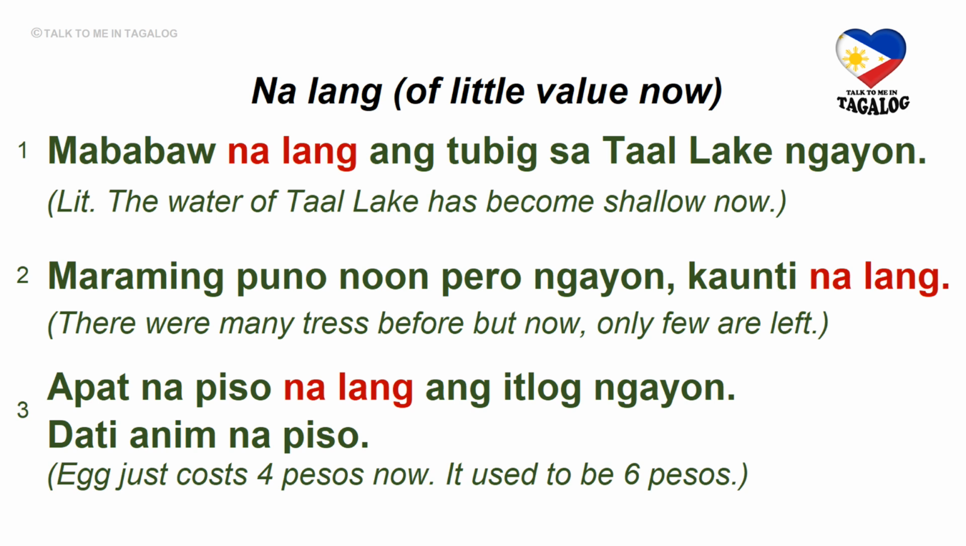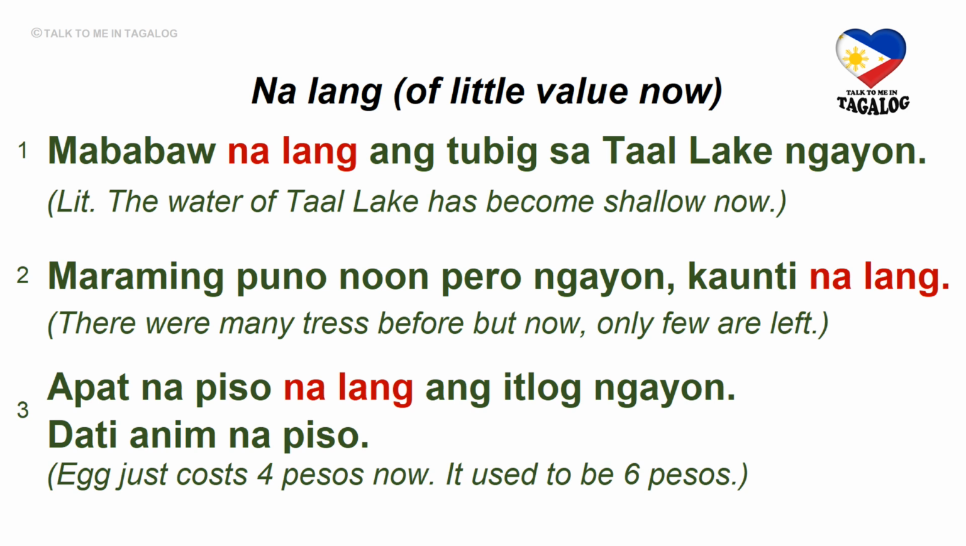3, 4 na piso na lang ang itlog ngayon. Dati, 6 na piso. 4 na piso na lang ang itlog ngayon. Dati, 6 na piso. 4 is 4. Piso is the Philippine currency. Itlog means egg. Dati is used to be. 6 means 6.